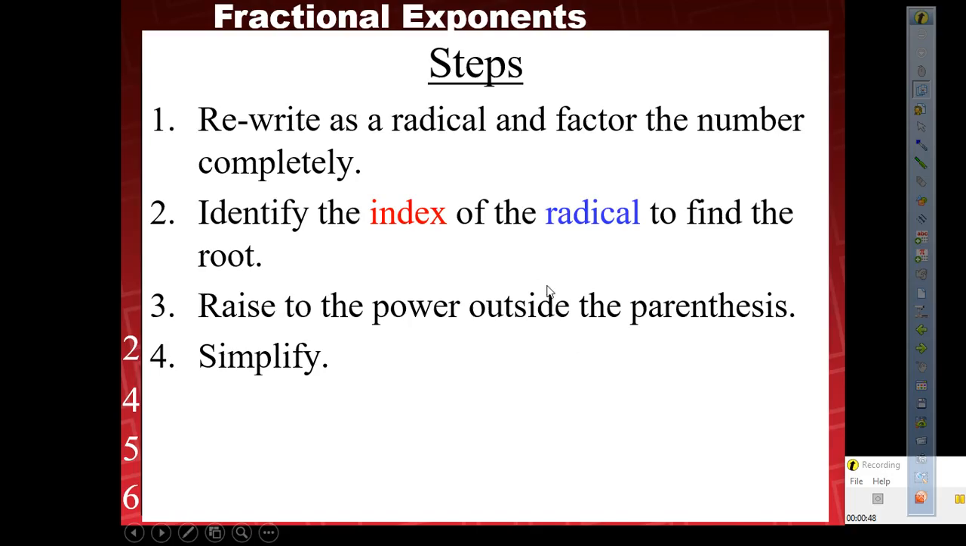We do need steps. Copy these, please. Step 1, rewrite as a radical and factor the number completely. Step 2, identify the index of the radical to find the root. Step 3, raise to the power outside the parentheses. Step 4, simplify. Copy that.